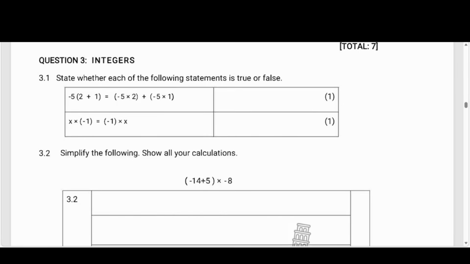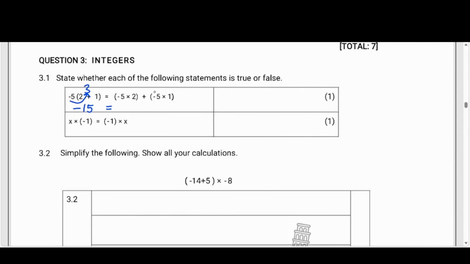Question 3, state whether each of the following statements is true or false. Okay, so what I would do is work out both sides and then check if you get an equal answer. Are both sides equal? On this side, we always do brackets first. So we're going to do this 2 add 1 first, that is going to be 3. Okay, we always do brackets first. And so then it's going to be minus 5 times 3, which is minus 15.